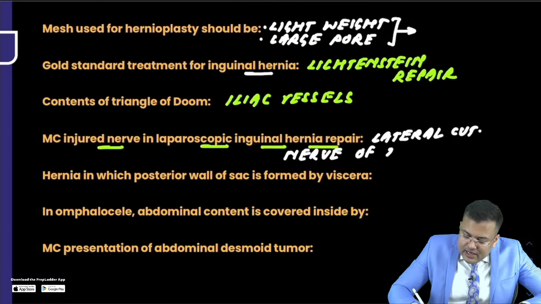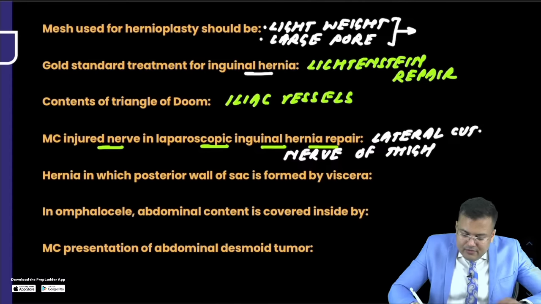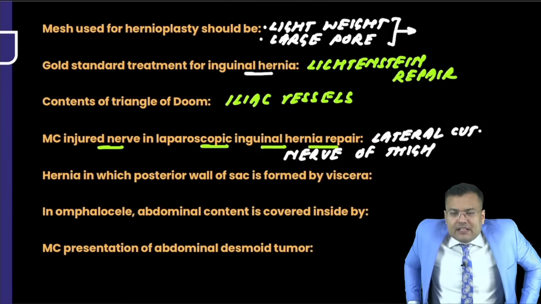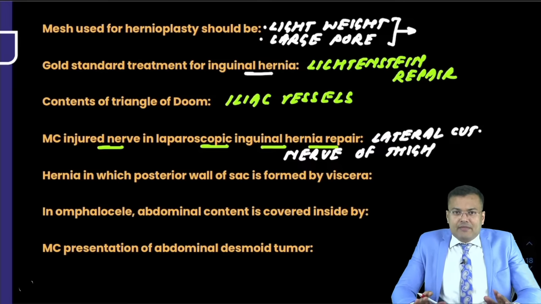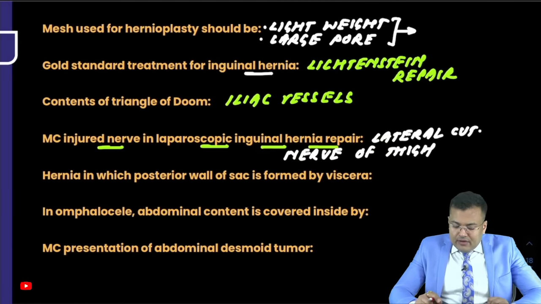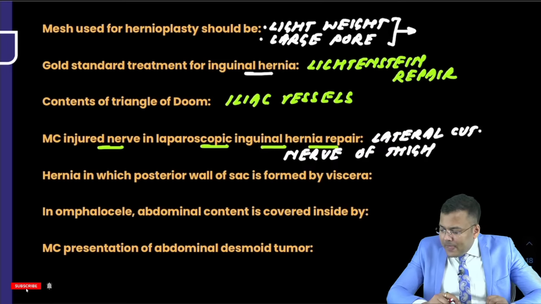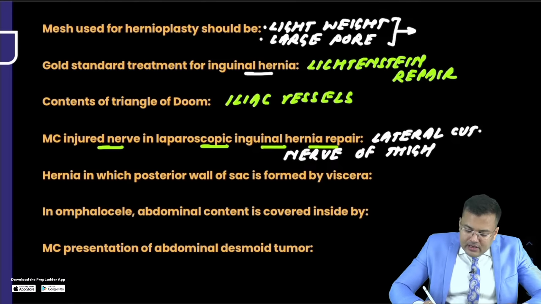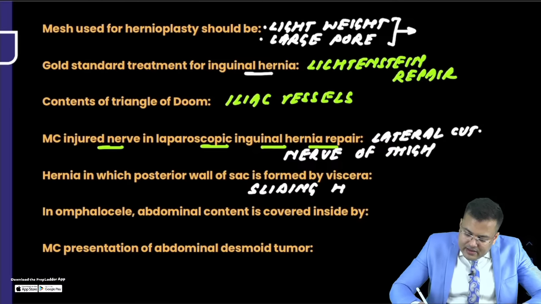Now you tell me, which type of hernia is there in which the posterior wall of the sac is formed by viscera? Sarvesh, you are correct. It is sliding hernia, also known as hernia en glissade.